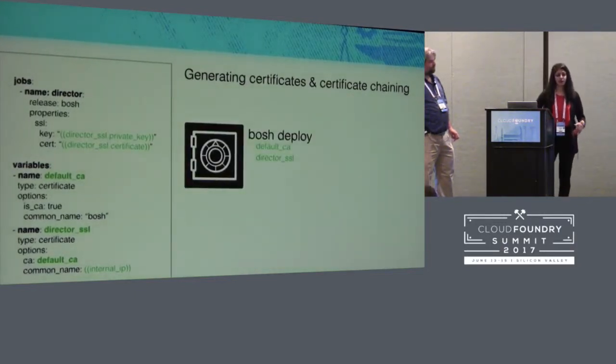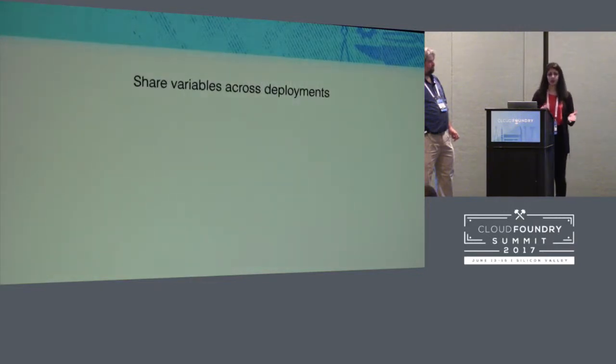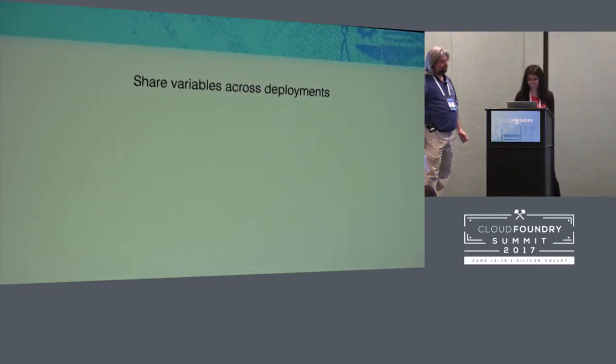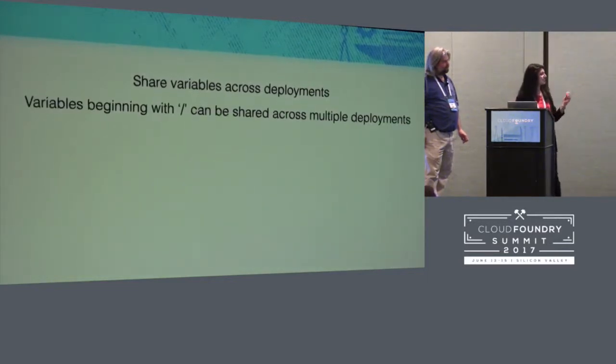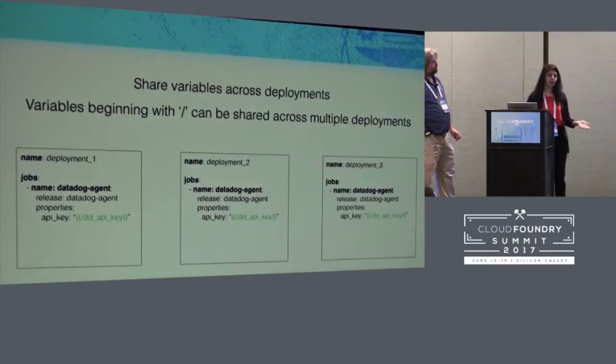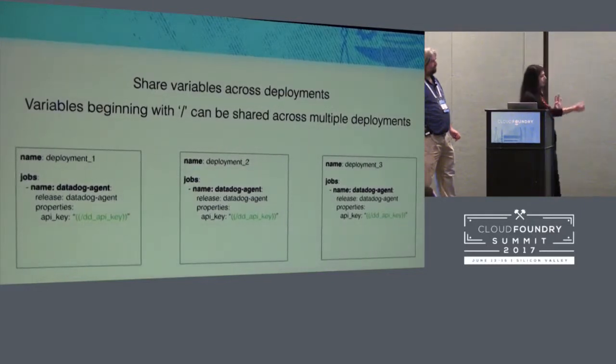So up until now, we've talked about variables that are deployment specific. All of them belong to your deployment. But what if you had a use case where you wanted to share your variable across multiple deployments? Variables beginning with a slash can be shared across multiple deployments. So for example, if you had the Datadog API key and you wanted it across multiple ones, it's just a slash and then the name.